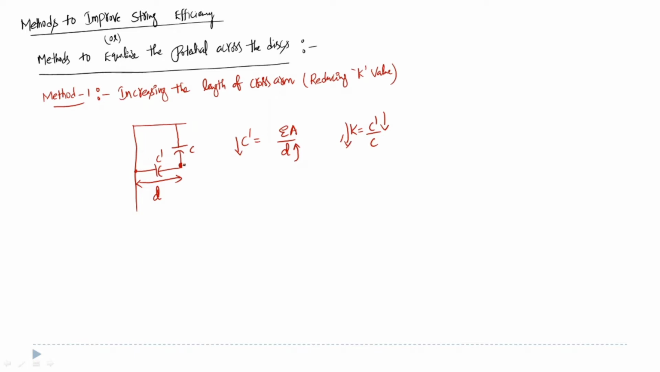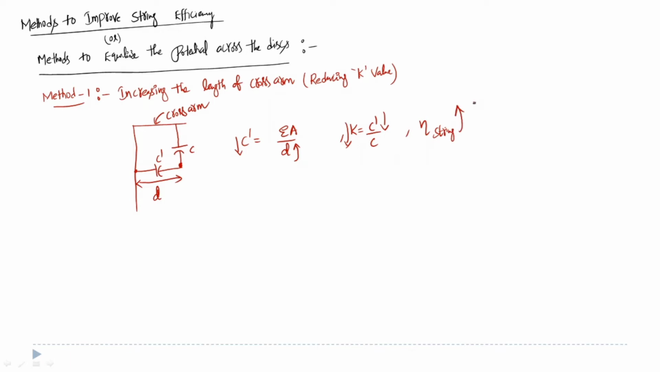Okay, so by increasing the length of the cross arm, this is the cross arm, we know this already. When we increase the length of the cross arm, the distance between the metallic link and the metallic support can also be increased. When we increase that distance, the shunt capacitance will be reduced. When the shunt capacitance is reduced, the ratio between the shunt capacitance and the self capacitance also reduces. When K reduces, what happens to string efficiency? The string efficiency will be increased.